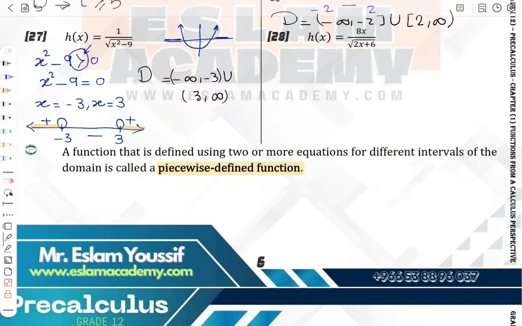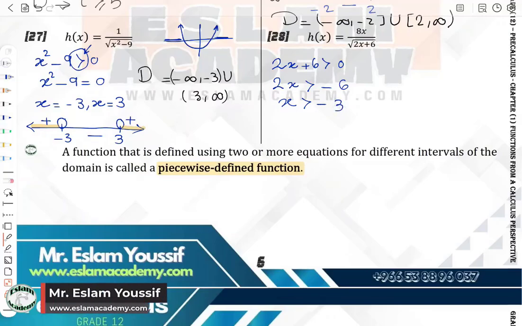In question number 28, we have h of x equals 8x divided by the square root of 2x plus 6. Once we have a square root at the denominator, the expression under the square root will be more than 0. Then 2x is more than negative 6. Then x is more than negative 3. Then the domain will be from negative 3 to positive infinity, both of them open.